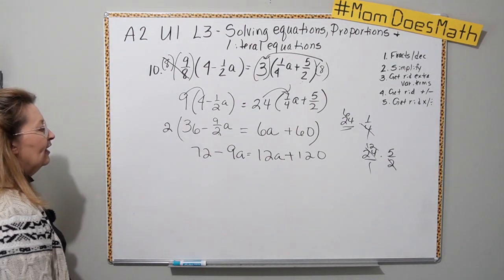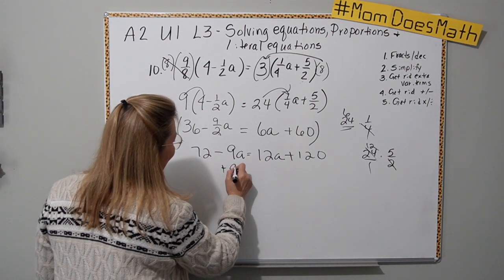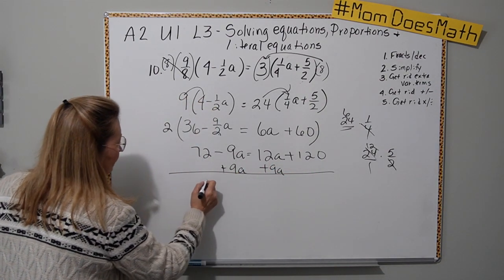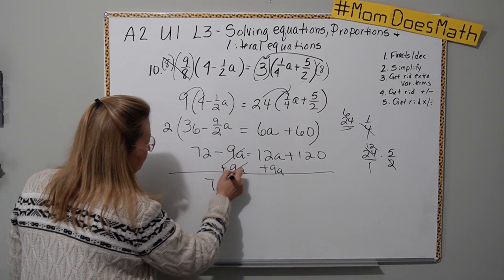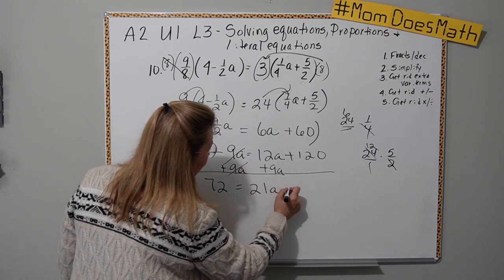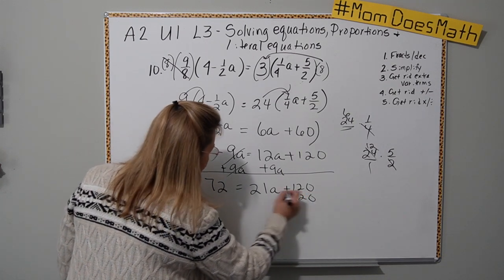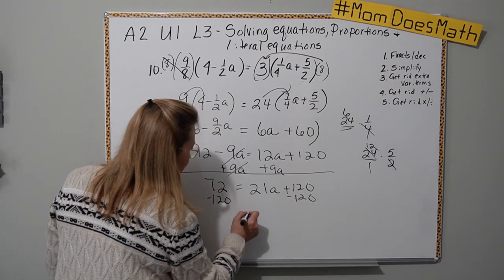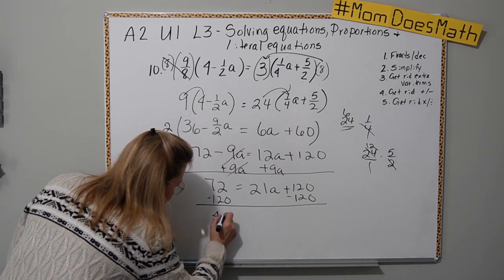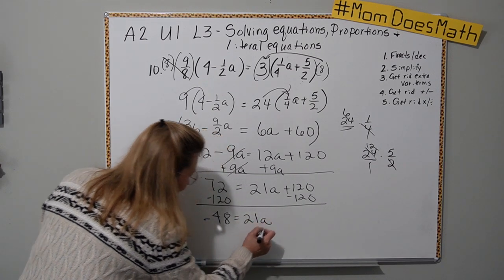All right, now get rid of extra variables. So I'm going to add 9a to each side, and that's going to give me 72. Those cancel out. 12 plus 9 is 21a plus 120. Now I'll subtract 120 from each side. 72 minus 120 is negative 48 equals 21a.